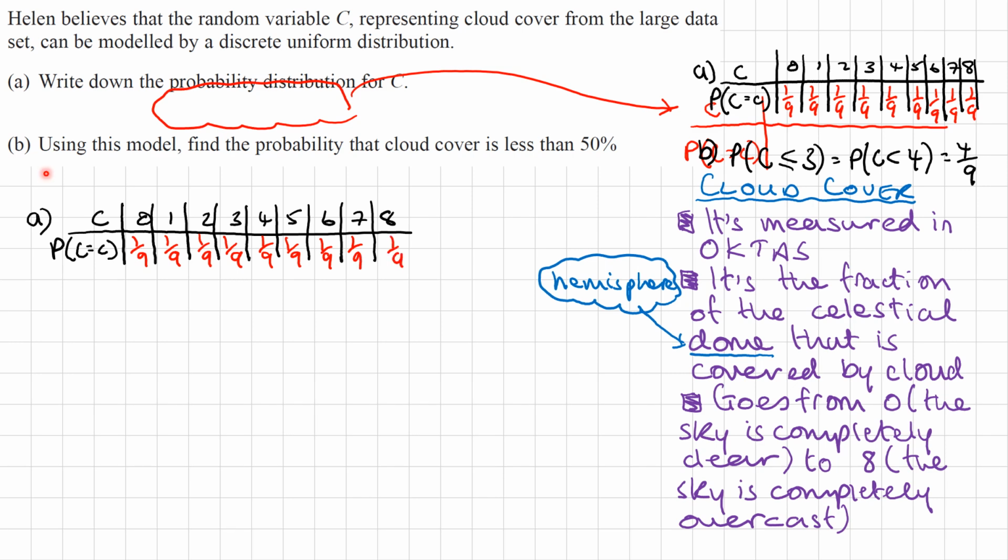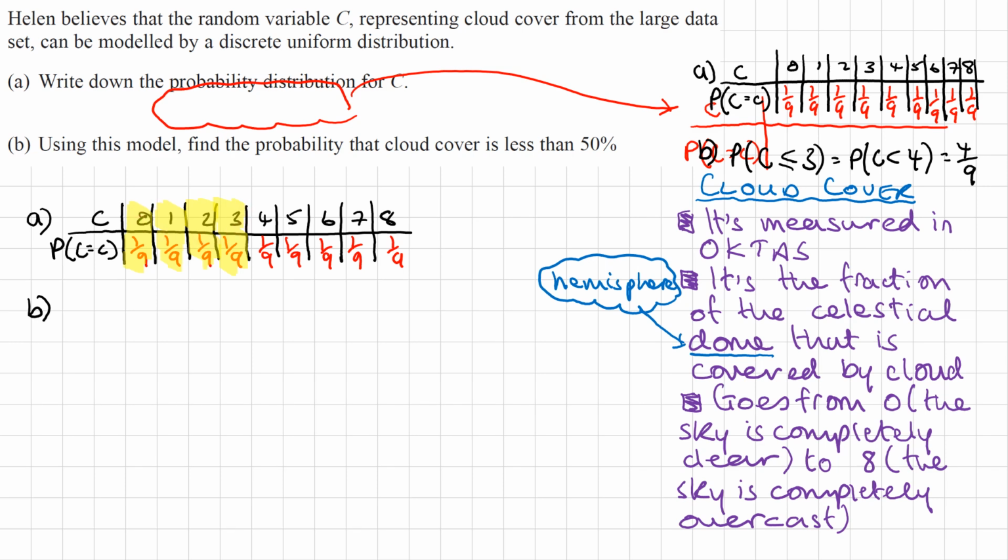Okay, we can move on to part B, and it says, using this model, find the probability that the cloud cover is less than 50%. So less than 50%, we're going to have a look at which columns that includes. So 1/9, 2/9, 3/9, 4/9. Now when we get to 5/9, that's more than 50%. So we want these probabilities here.